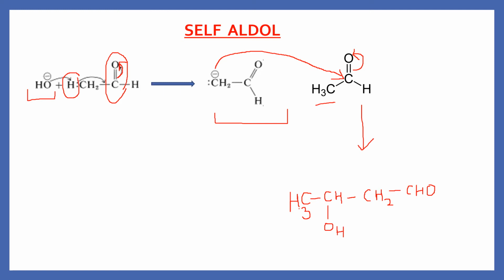This is beta hydroxy aldehyde. The IUPAC name is going to be, I'll start numbering from here, 1, 2, 3 and 4, so this becomes 3-hydroxybutanal. This is aldol. If I heat this aldol, it loses water. That is why the term aldol condensation is generally used. If you do not heat this aldol, it will remain as aldol. If you heat it, it is going to lose water. It will lose water by losing OH from here, and from any of the adjacent carbons it will lose hydrogen.